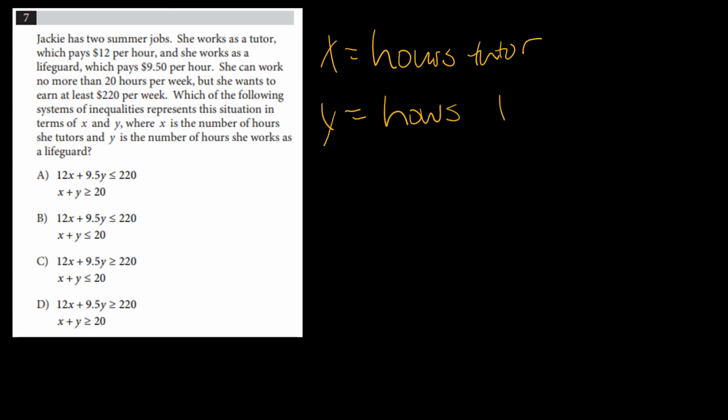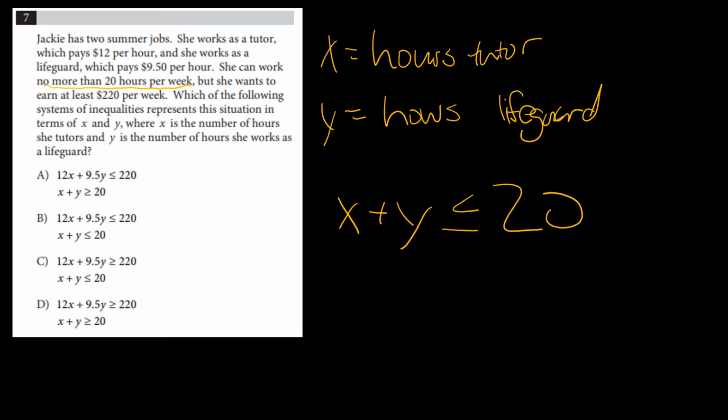Jackie has 2 summer jobs. She works as a tutor, which pays $12 per hour, and she works as a lifeguard, which pays $9.50 per hour. She works no more than 20 hours per week, but she wants to earn at least $220 per week. Which of the following systems of inequalities? X is hours tutoring, Y is hours lifeguarding. So we want the sum of the hours to be no more than 20 hours per week, so less than or equal to 20.